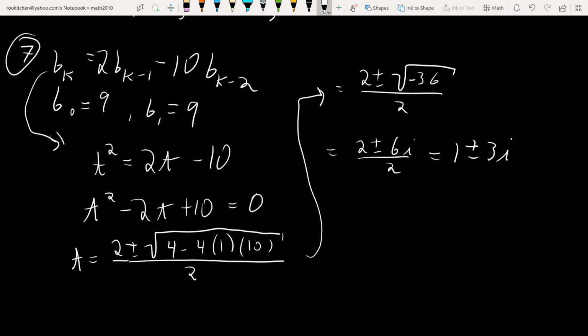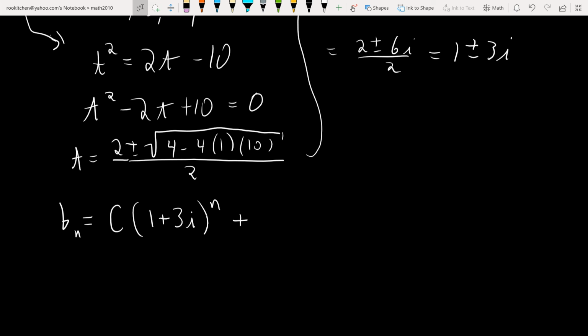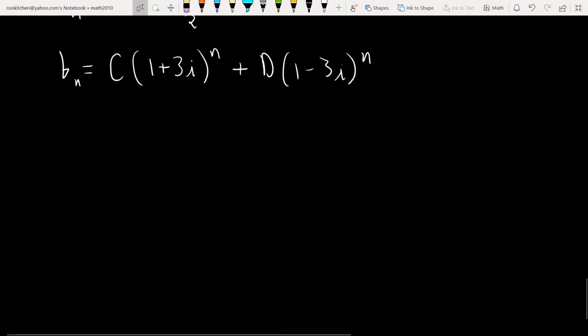Okay, so now I want to form my general solution. What the heck did I say that was? b sub n equals c times 1 plus or minus 3i. Use either one. I'll go 1 plus 3i to the n, and then plus d times 1 minus 3i to the n. Okay, so now I use my initial conditions. They're both 9. So b sub 0 is 9.